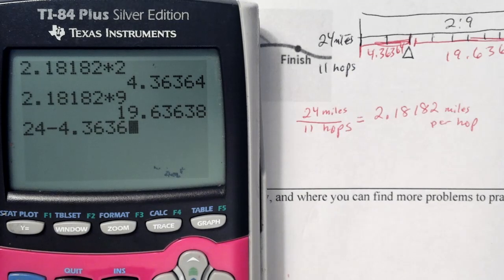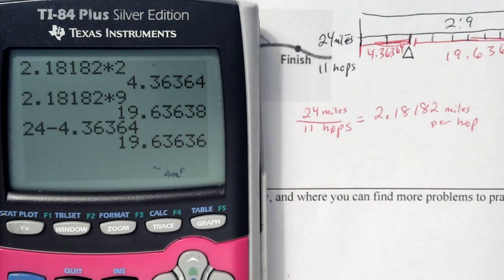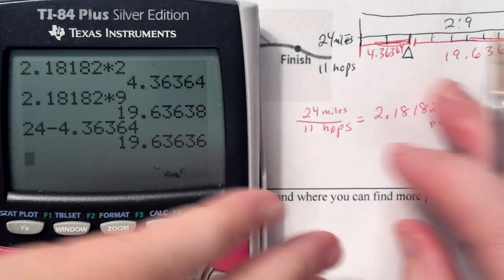Let's see. Yeah, I basically got the same number. It's just off by just a smidgen because of rounding. Okay, that's why we always go 5 decimal places. The more decimal places you go, the safer you'll be. Awesome. Okay, so we have that.